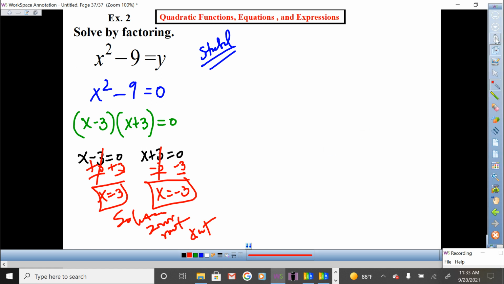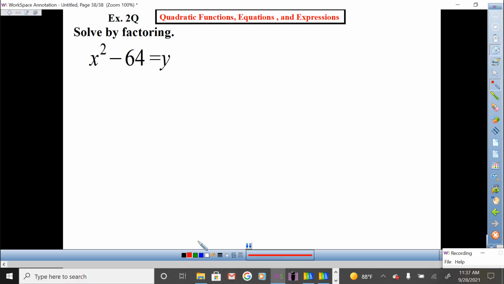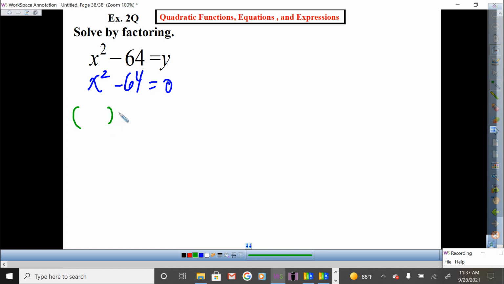Do another one. Copy this one. Example 2 cubed. x squared minus 64 equals y. Alright, let's do this one together. So, is it equal to y? Is this in standard form over here? Yes. Continue from there, Rachel. What do I do there? Set it equal to 0, thank you. x squared minus 64, and is there a GCF? No. Next, I need to factor. So, what are my factors here, Brisa?